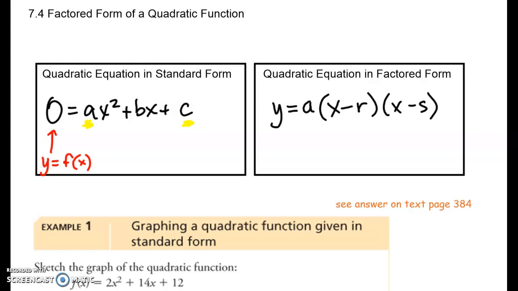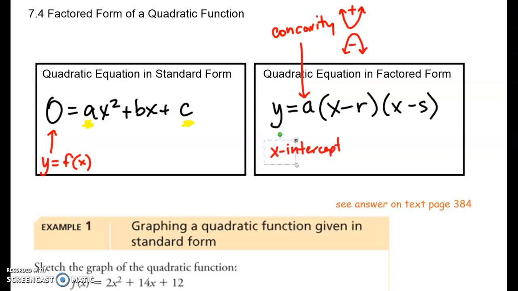So, let's write a few things about this. a, again, is the concavity. That's the up or the down. If it's positive, the parabola opens up. So sometimes we write this, that's if a is positive, or this, opening down, if a is negative. The x-intercepts, I'll write the word out so we know what it is, are r and s.